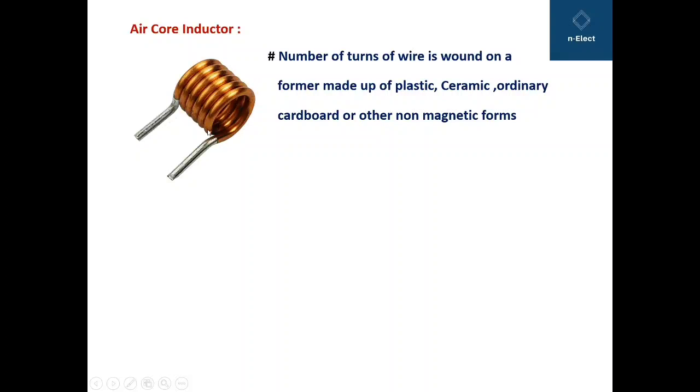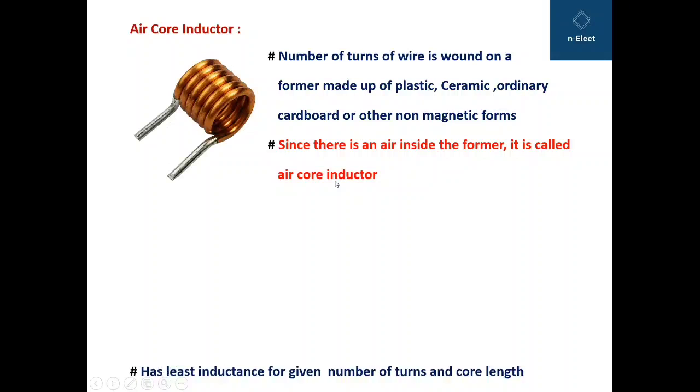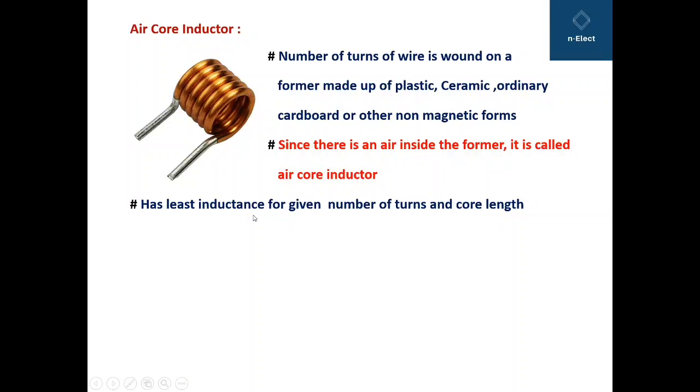This type of construction the air core inductors have. Since there is air inside the former, it is called an air core inductor. It has the least inductance, that is the minimum inductance, for a given number of turns and core length.